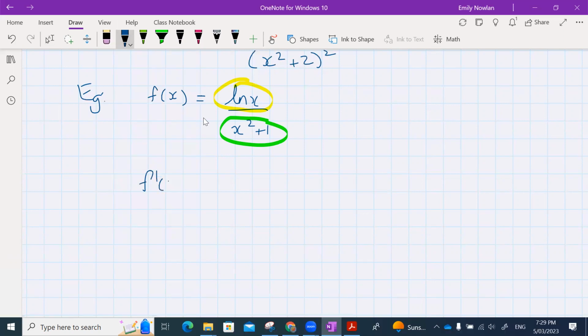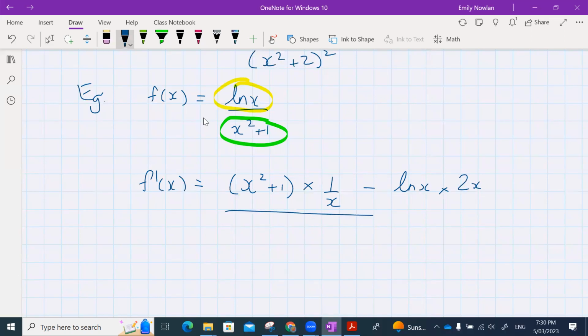Okay, the derivative is equal to the v, or the bottom, I think of it as the bottom, times the derivative of the top, or the u. So what's the derivative of ln x? It's 1 on x. Minus the top, or the u, times the derivative of the v. So the derivative of x squared plus 1 is 2x. All over the denominator squared.